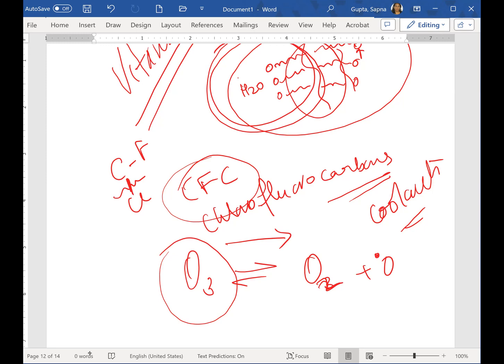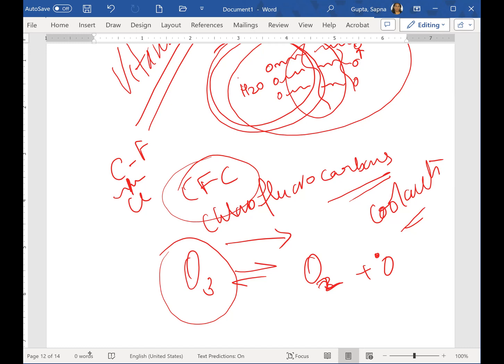So what happened at one time, there were actually some holes in the ozone layer, and things started really getting heated up on the earth. And that's when the countries got together and came up with what's called the Montreal Protocol. And they decided, okay, we're not going to use CFCs.